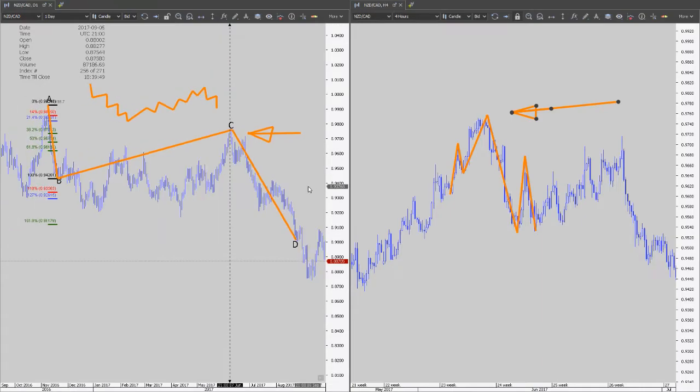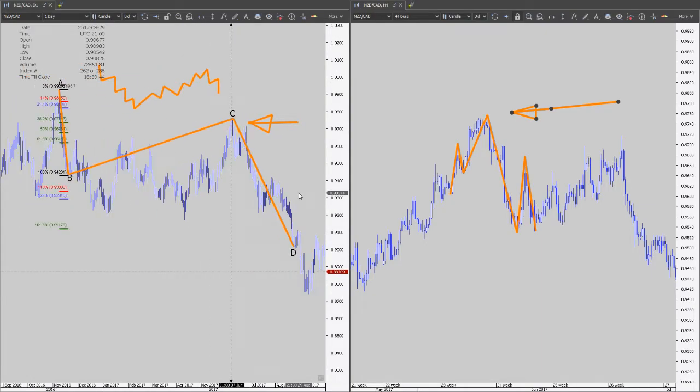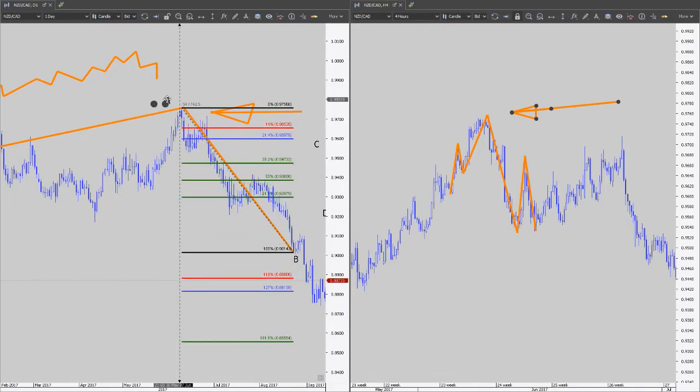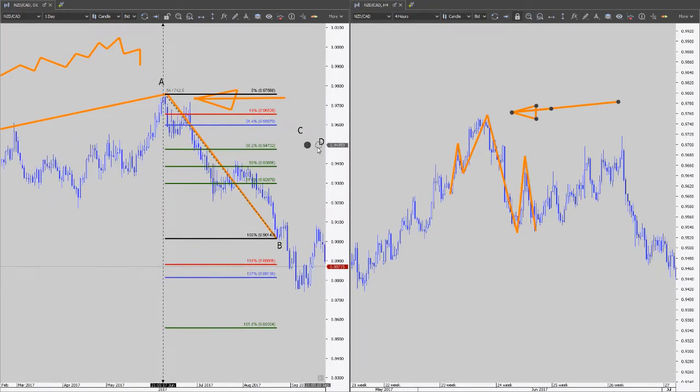Now A, B, C, D, right? Letter A goes to C, and B goes, let me check if this is a low. It should be, yes. And B goes to D, right? And we have a new Fibonacci swing. There you go, A, B. Now the C and the D.